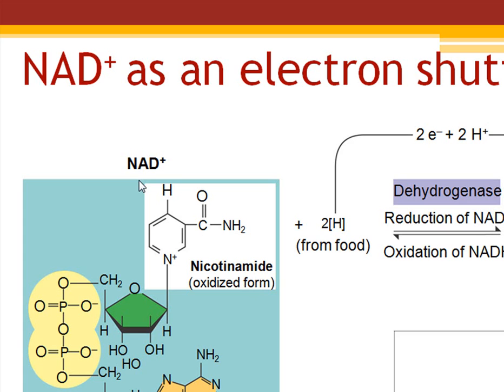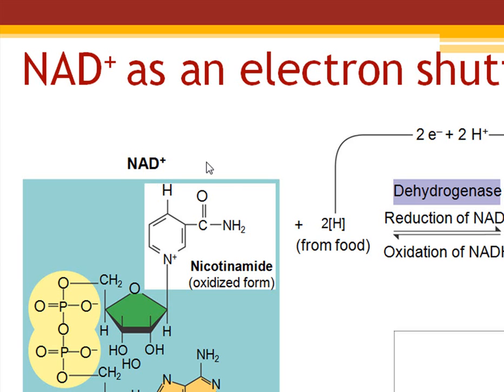NAD plus is a coenzyme. Recall that coenzymes are assistants to our enzymes. They are non-protein organic molecules. This image of NAD plus should show you that these are not amino acids. This is a non-protein organic molecule known as a coenzyme. NAD plus just happens to assist enzymatic activity by carrying hydrogens and electrons away from the food source and on its way to oxygen.